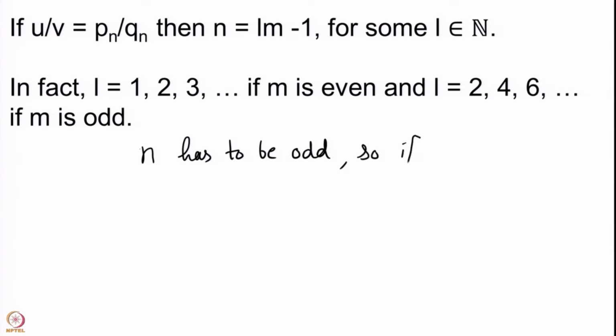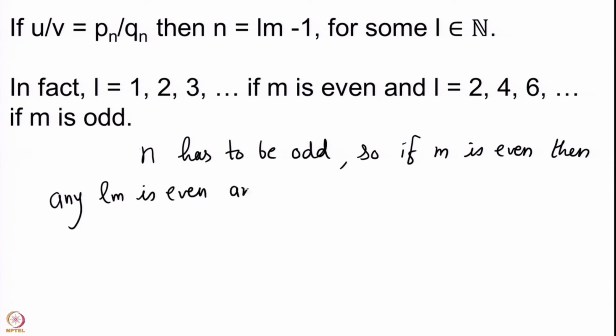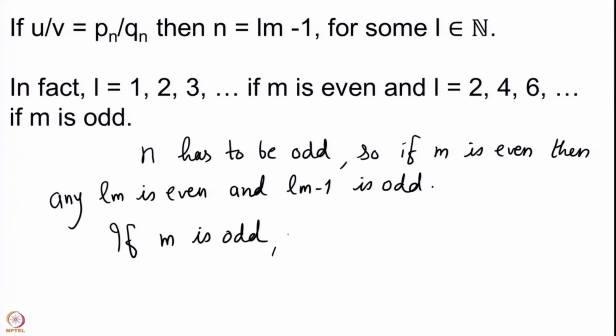So, if m is even, then any Lm is even and Lm minus 1 is odd. This is okay. If m is odd, we want Lm minus 1 also to be odd.